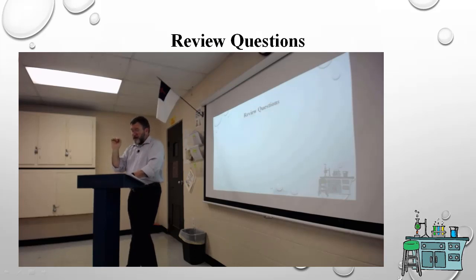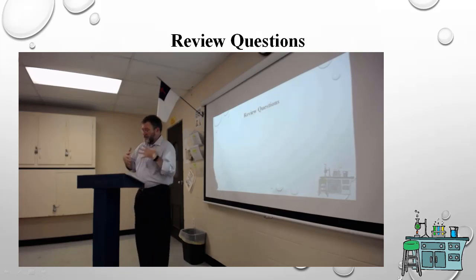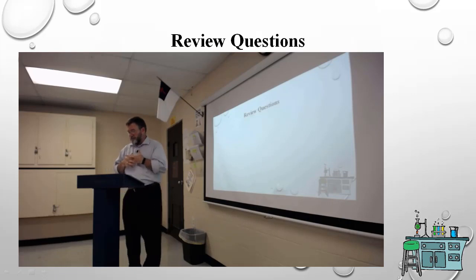So elements are made up of identical atoms. That's for A. Compounds are made up of identical molecules. An atom, this is C, an atom is the smallest unit of matter. A molecule is a unit of matter, but it's formed when atoms come together or join together. So a molecule is made up of more than one atom. And elements are made up of identical atoms. Compounds are made up of identical molecules.